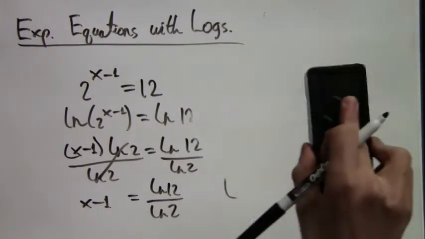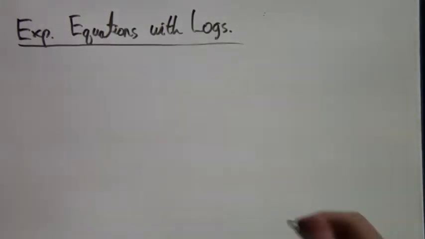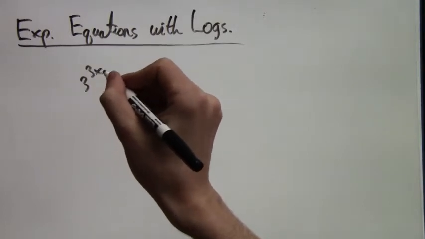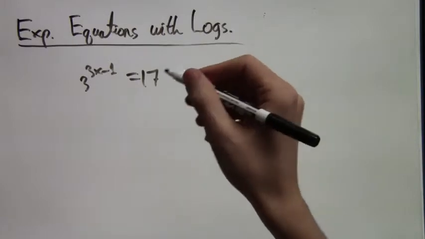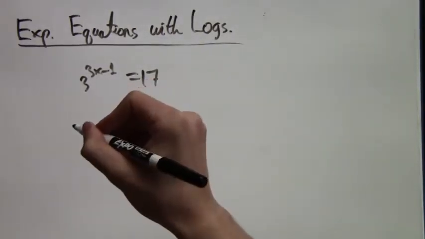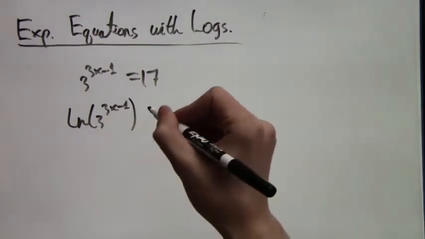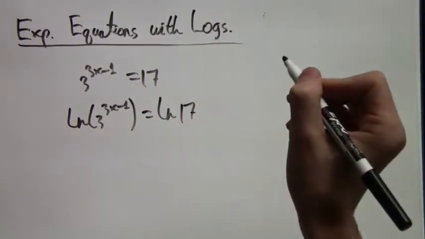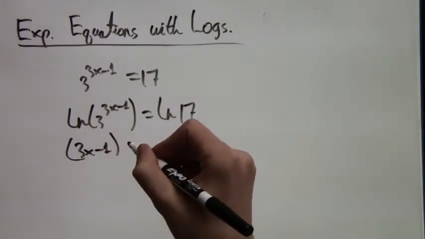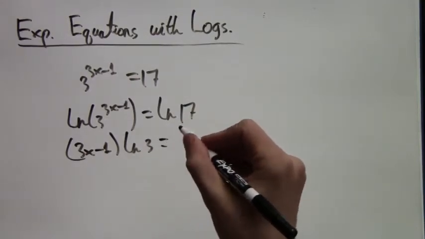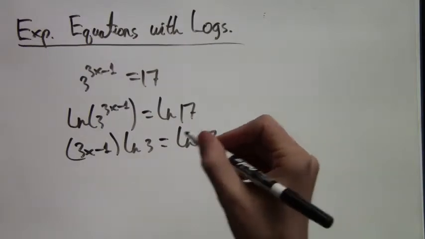Now we will do one final example. 3 to the 3x minus 1 equals 17. So first we take the log on both sides. Let's do the natural logarithm again. And then, since 3x minus 1 is the entire power of 3, we can pull it in front of the log to get 3x minus 1 times natural log of 3. And this equals the natural log of 17.